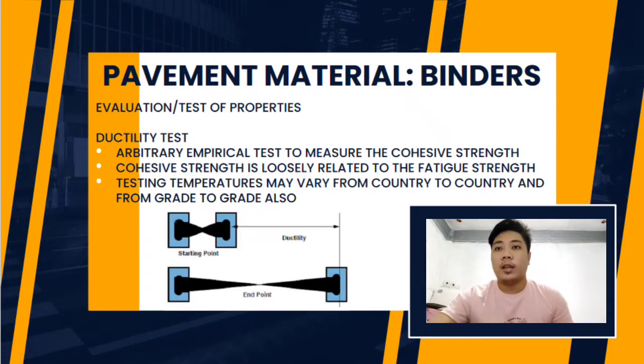Number 3. Ductility test. It is arbitrary empirical test to measure the cohesive strength. Next, cohesive strength is loosely related to the fatigue strength. Next, testing temperatures may vary from country to country and from grade to grade also. Itong nakikita nating sample is to measure the distance in centimeter to which it widened before breaking.